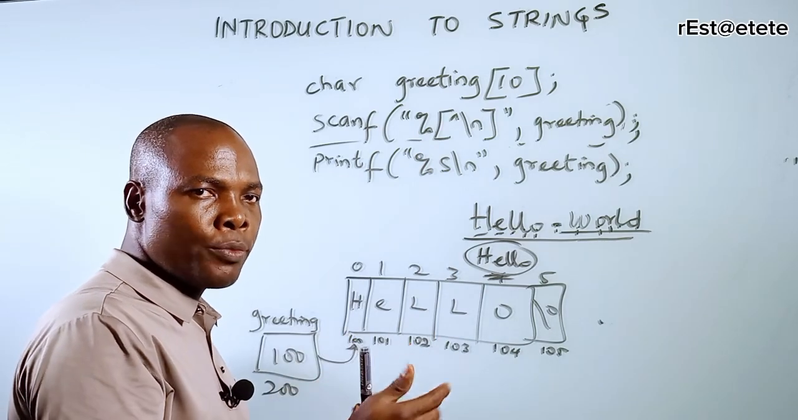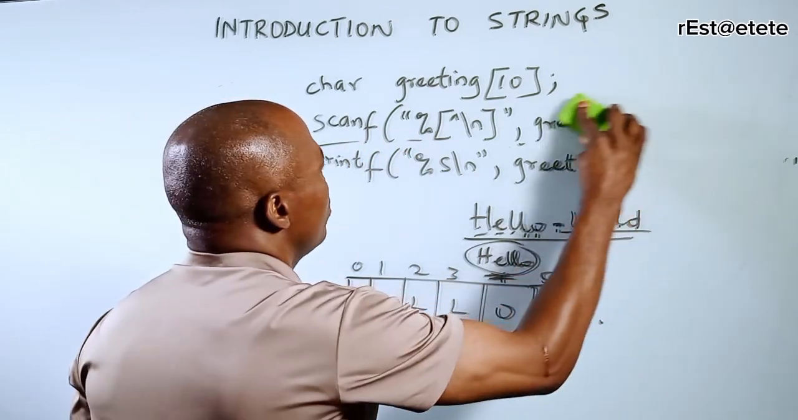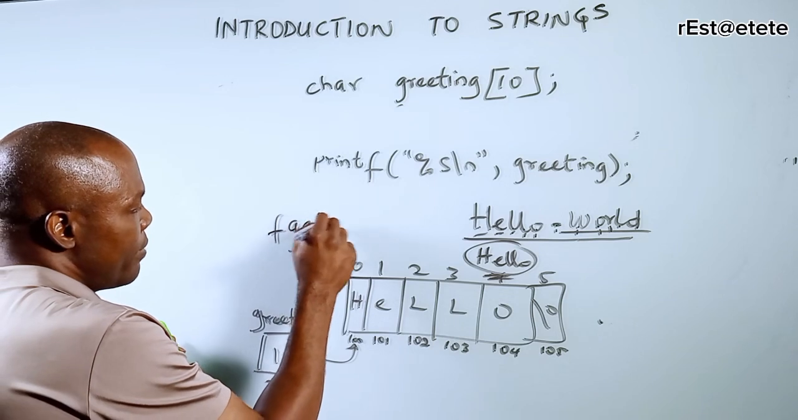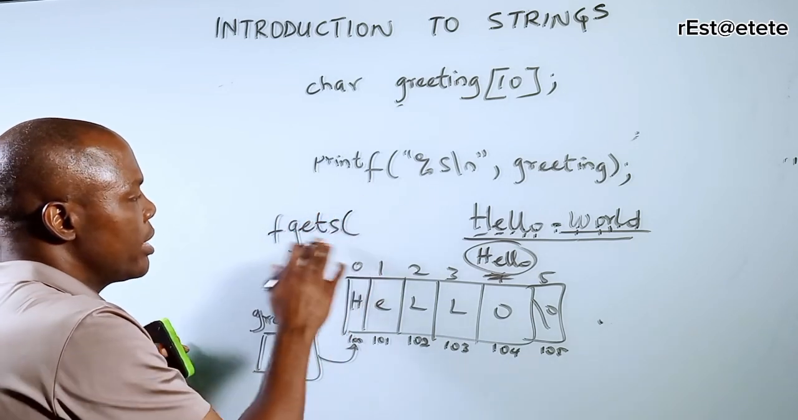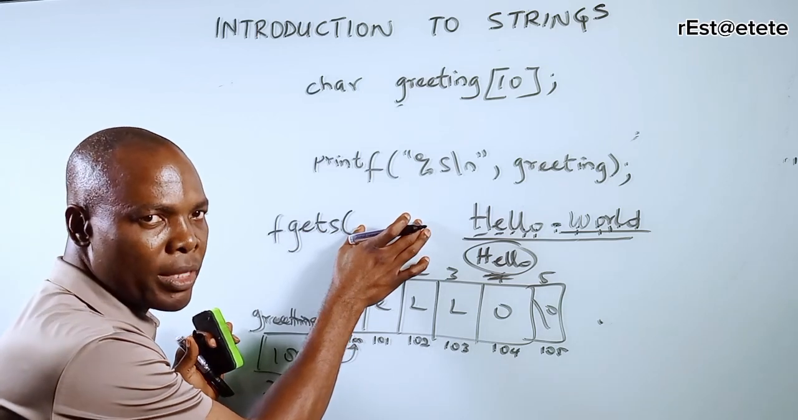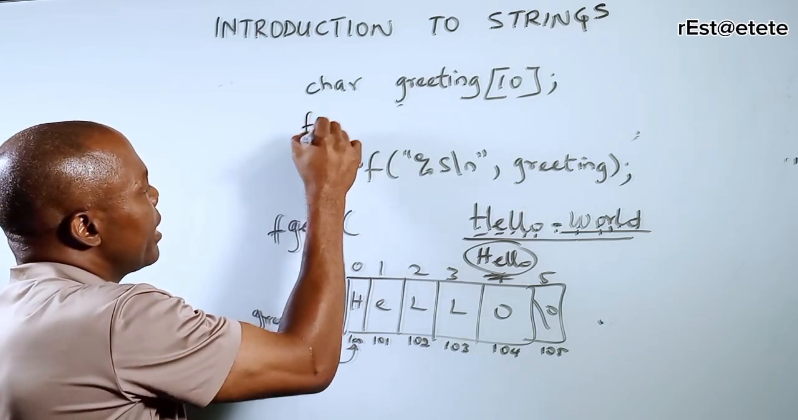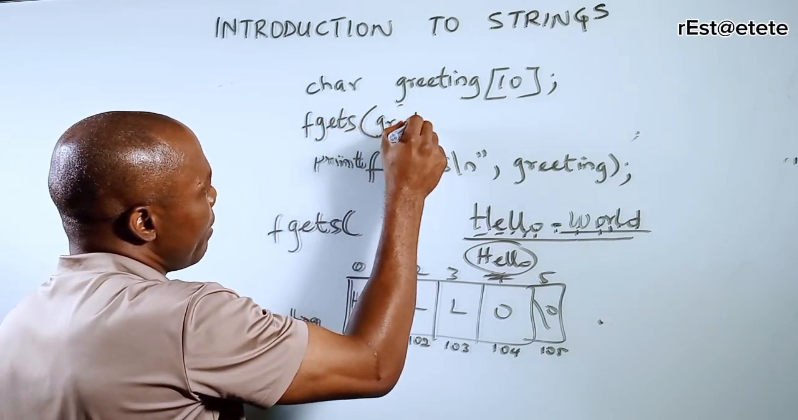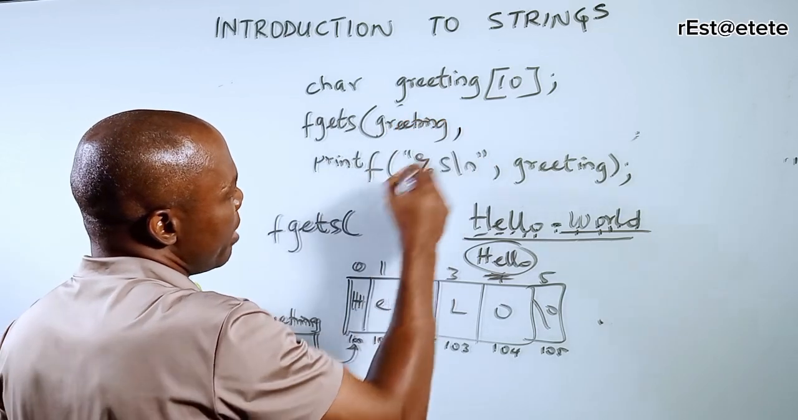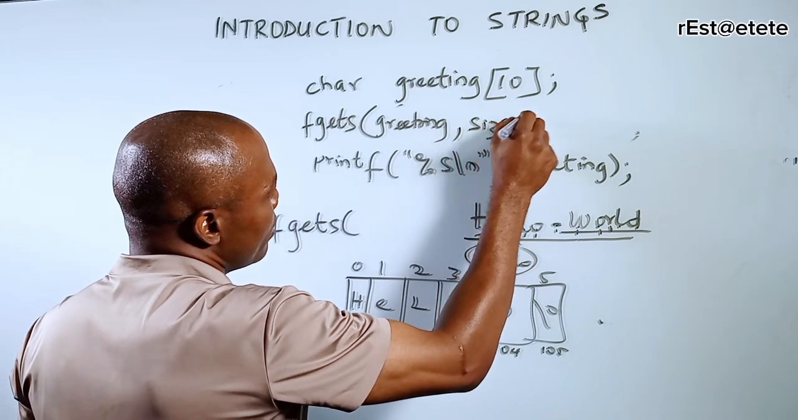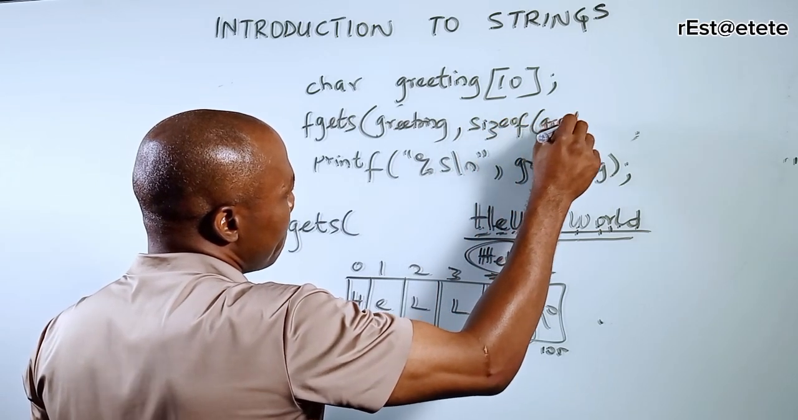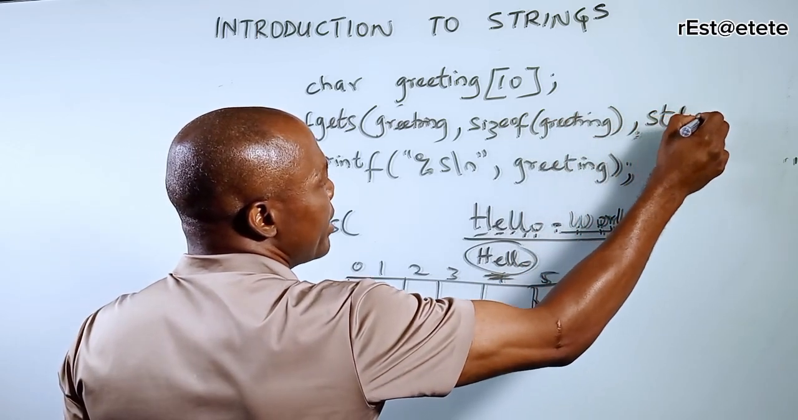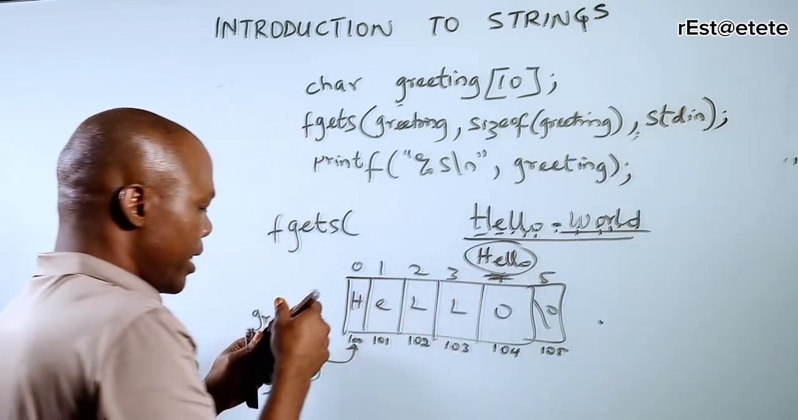It's called buffer overflow. So to solve that problem, we have another function, and that is fgets. The fgets function can also be used. But this fgets function requires 3 parameters. So if I say fgets, the first thing is it will take this greeting as a parameter, greeting, comma, sizeof greeting. And then it will take input from stdin, the standard input stream.